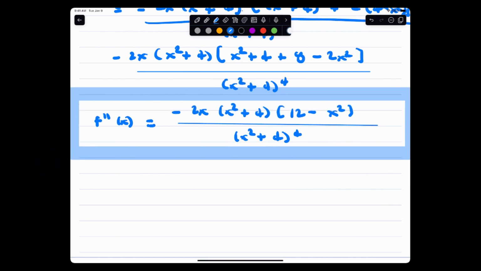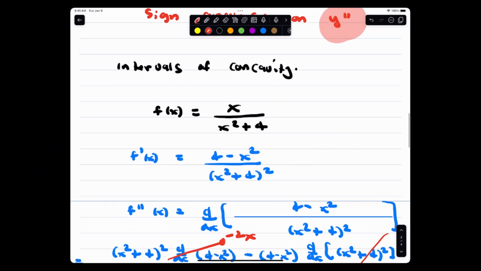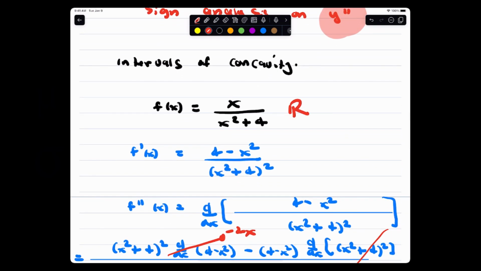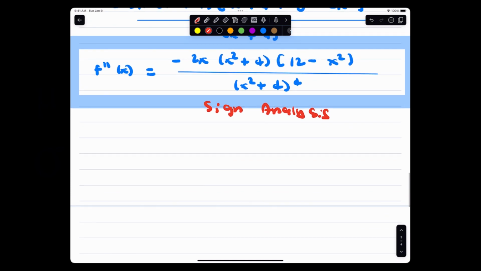Okay, now remember, what are you supposed to do with this second derivative? You have to do sign analysis. Remember, what's the domain of that original function anyway? Go back to the domain. This domain is all real numbers. Is that true? Because your denominator here will never be 0. X squared plus 4 can never be 0. So it's all real numbers.